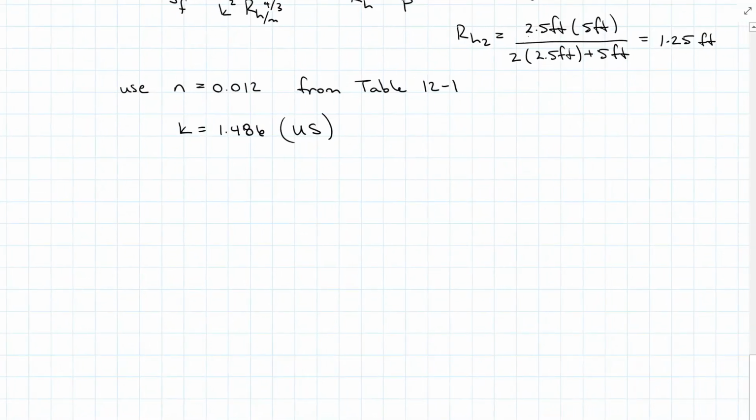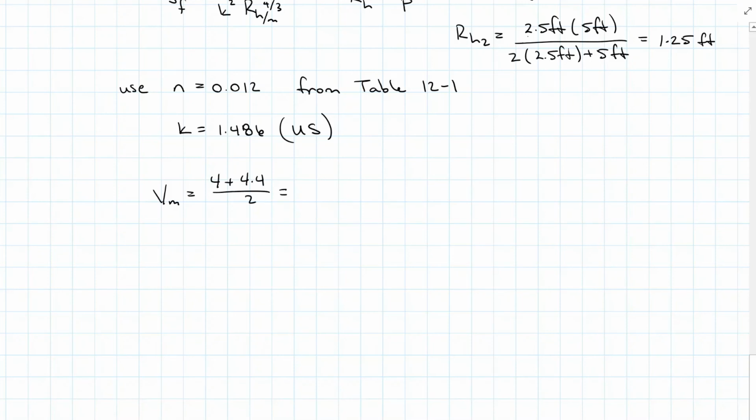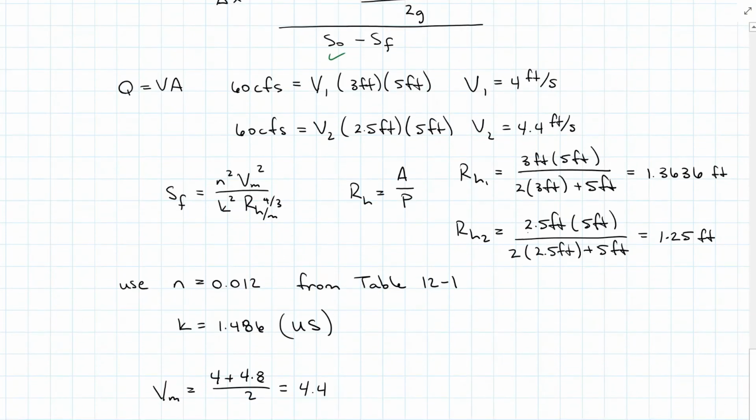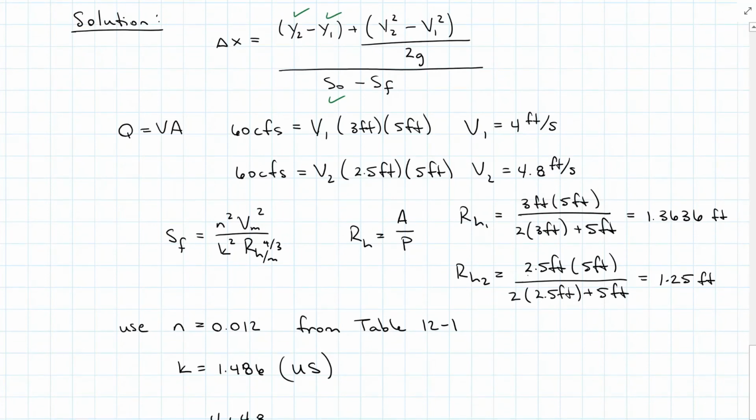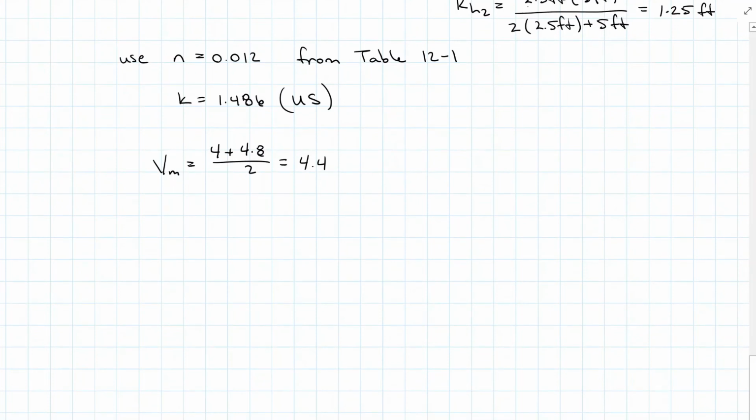All right, I need to find some averages. My velocity 2 is 4.8, so my average velocity is 4.4. Sorry. And then my hydraulic radius average is 1.3636 plus 1.25 over 2. And this is going to be 1.307.